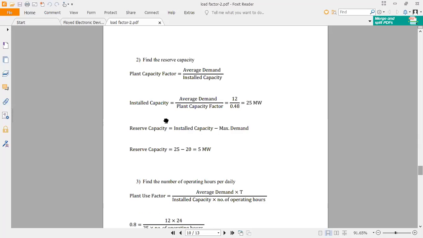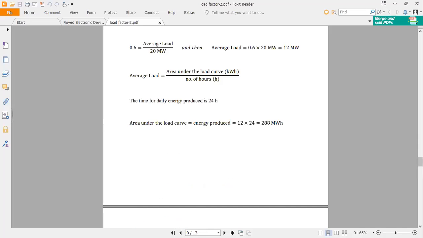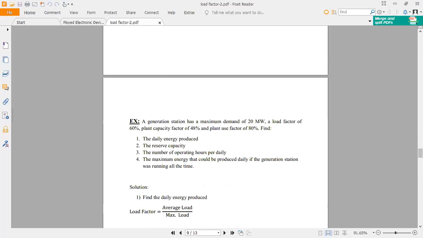Average demand divided by plant capacity factor: dividing both, we get 25 megawatt. This is the installed capacity. Installed capacity minus maximum demand: the maximum demand is 20 megawatt and the installed capacity is 25 megawatt. Subtracting, we get 5 megawatt of reserve capacity.